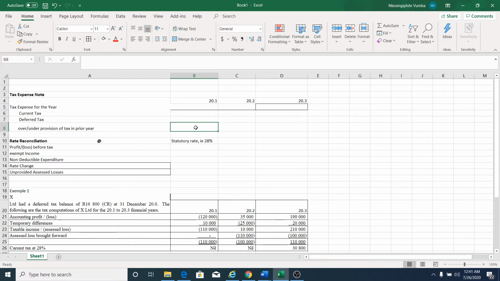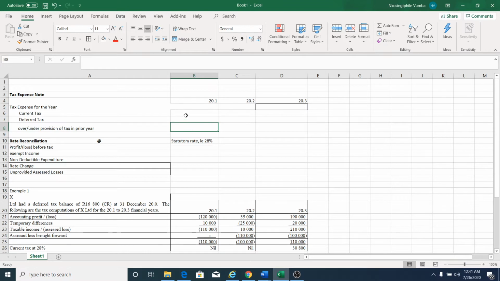So let's say this year we estimate that our liability to SARS is 50,000 rand. Then come next financial year, we realize we actually underestimated this, and the liability to SARS is actually 70,000. It means we underprovided by 20,000. So that 20,000 needs to come to the current year and increase our tax expense. But if it was an over provision, it's obviously vice versa.